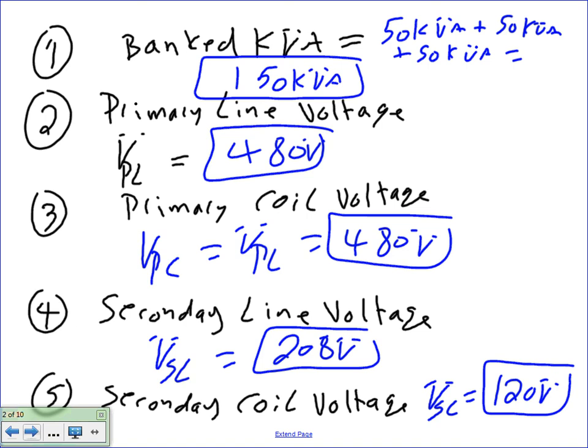Now, when we size things, you drop the word coil voltage, and we always use line current and line voltage. Always, when we size transformers, fuses and circuit breakers.